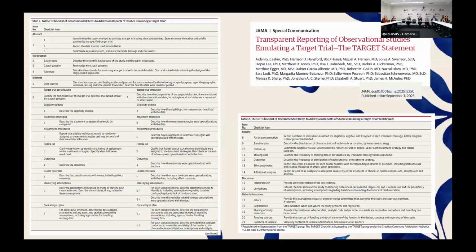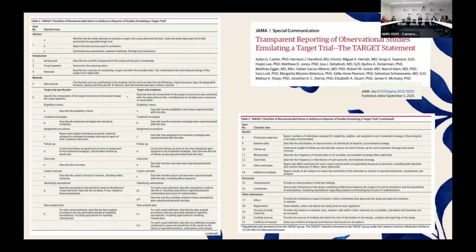And the important thing about doing a target trial is that you basically create a table before you start your study, and on the left-hand side, you write down how you would do it as an RCT if you were doing an RCT. If you could do your ideal study, what would you do? Assuming ethics doesn't matter, nothing matters, how would we do it?